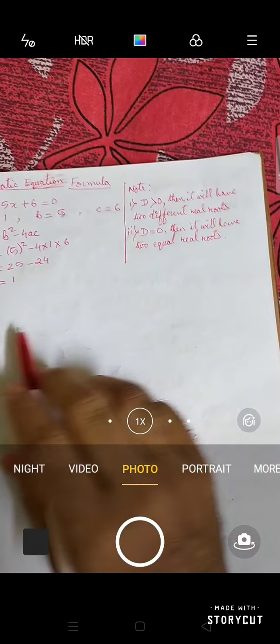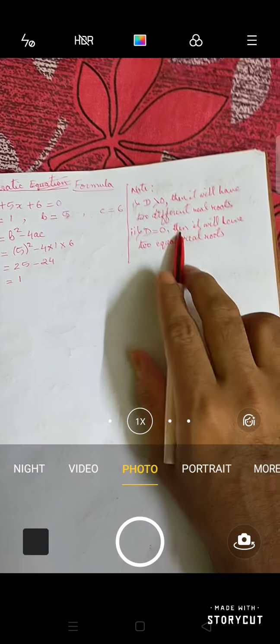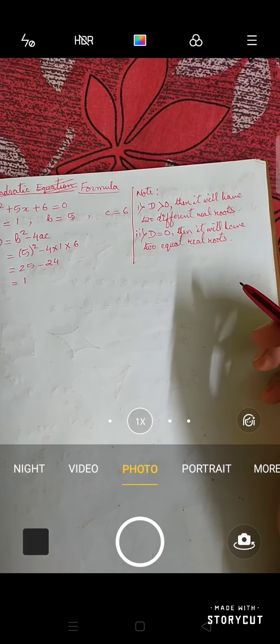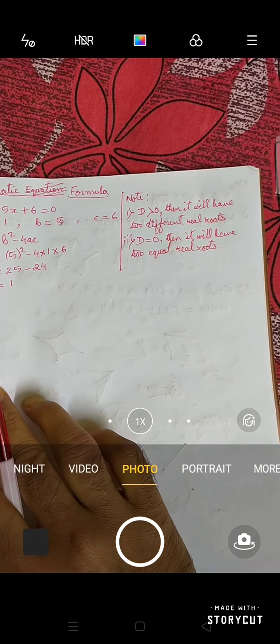Okay, so if you are getting discriminant D equals 0, then it will have two equal real roots. That means both the answers will be the same. Like if you are getting x is equal to 5, then the other root, the other zero, will also be x is equal to 5. Is it clear?